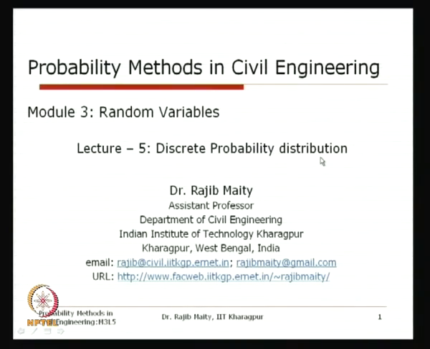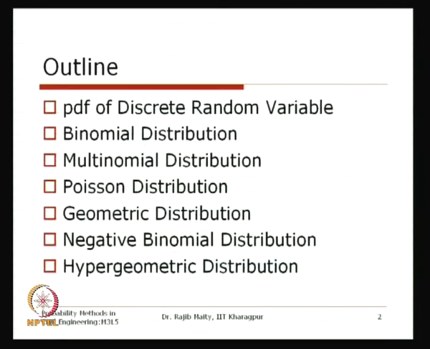So these discrete distributions, even though limited, have some application in different problems that we will discuss one after another, and we will start our presentation with a quick recapitulation of the PDF of the discrete random variable. Today we will discuss discrete probability distributions, and there is a list given here. It is not necessary that these are the only discrete distributions, there may be others, but mostly the applications in civil engineering problems are limited to these distributions.